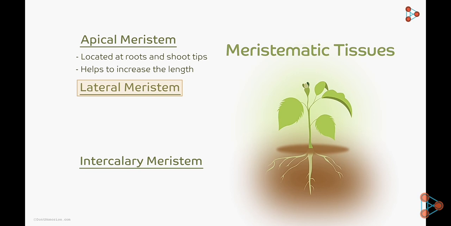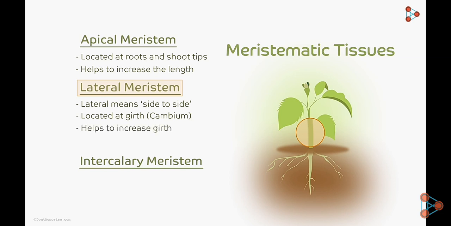Lateral meristem? Do you know where it is found in the plant body? The word lateral means side to side, and this means the girth of the plant. The lateral meristematic tissue divides and increases the girth of the plant. Apical increases the length and lateral increases the girth. This girth of the plant is also known as the cambium of the plant.